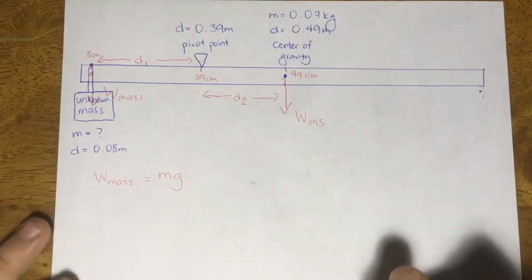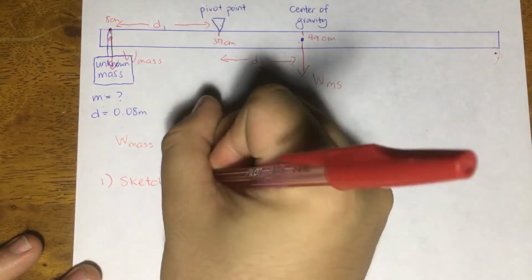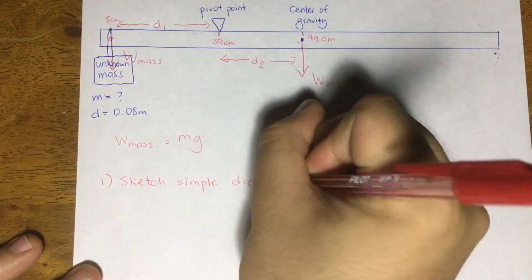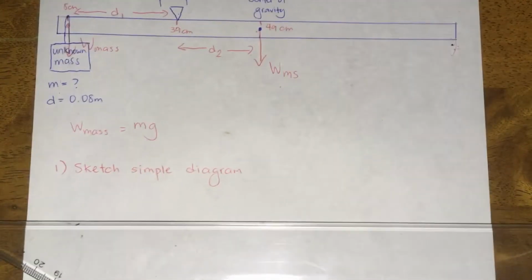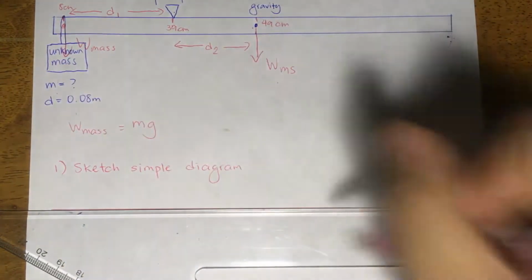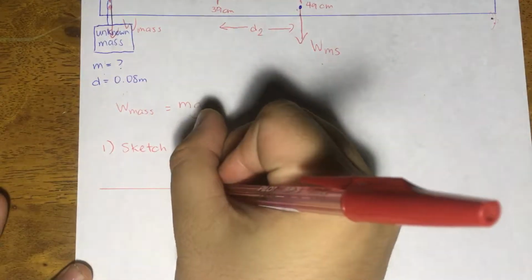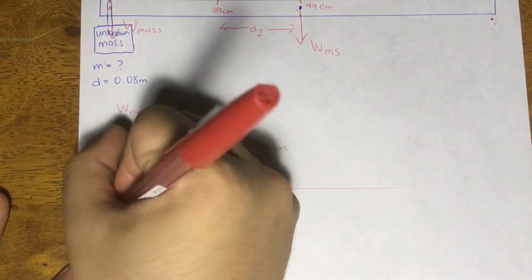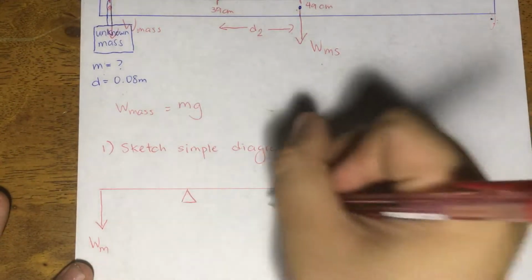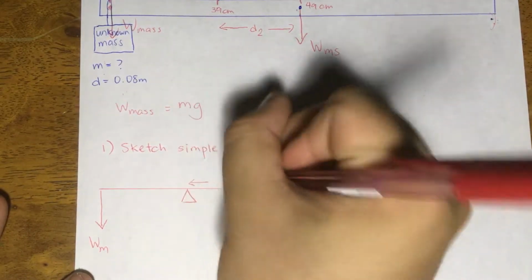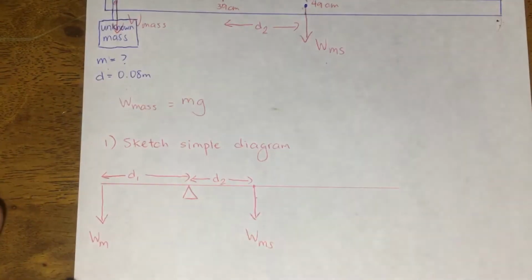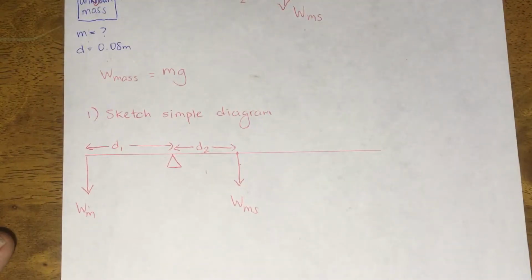Now let's draw it in a real diagram in order to get a better hang of it. Step 1, sketch a simple diagram. In a simple diagram, all you need is one line, arrows, and the distances. To simplify this, we can just draw one simple line. Let's say you put your pivot somewhere here. You have the weight of your mass here, the weight of your meter stick over here, the distance from the pivot to the center of gravity, and also the distance from the mass to the pivot. That's the diagram. That's it.